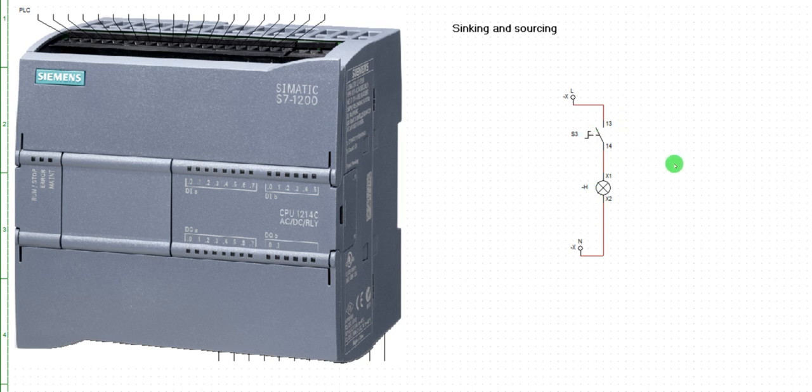Because of that, if we are doing sinking and sourcing, you should have something like this. Let's try and build a circuit. Take this away. Keep this one here. Let's break it into two so that you understand the CPU connection.